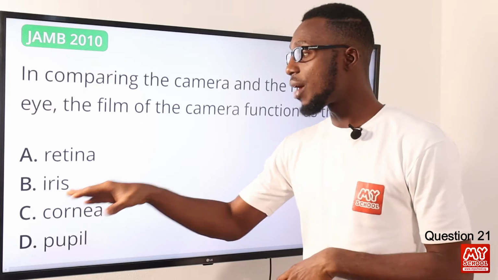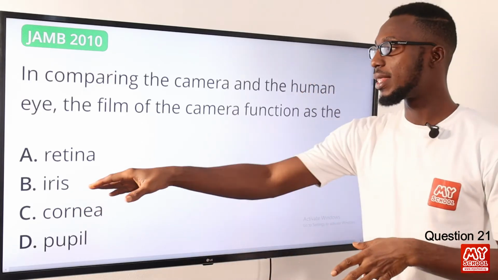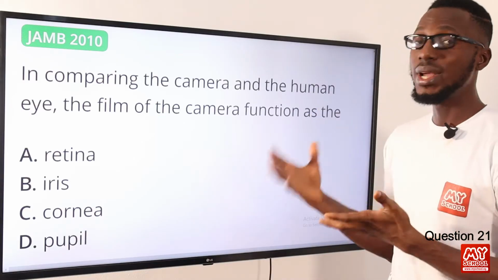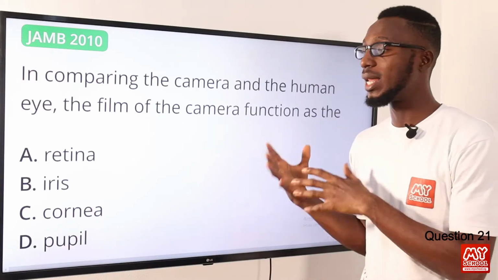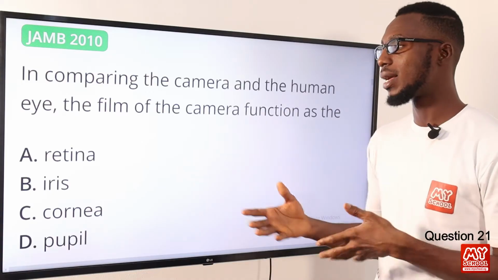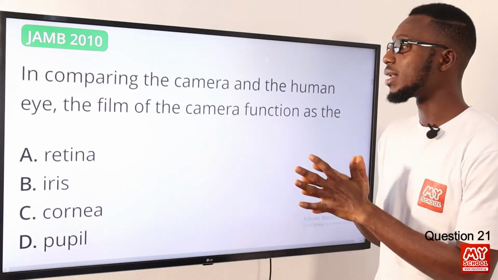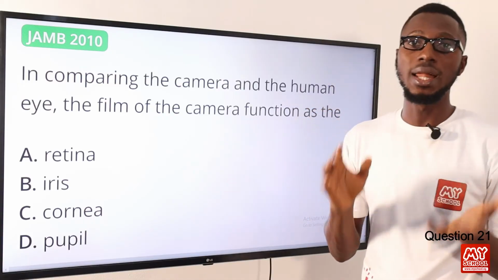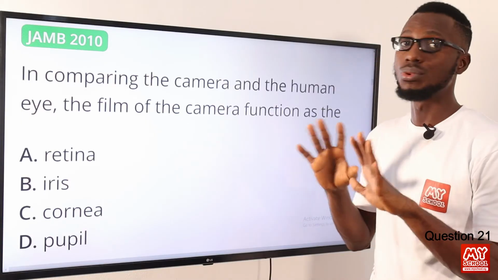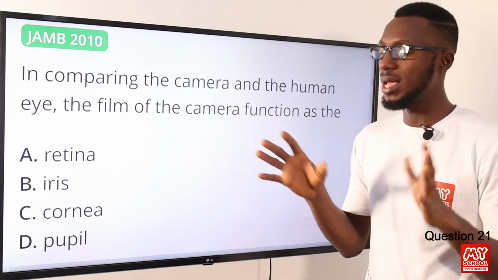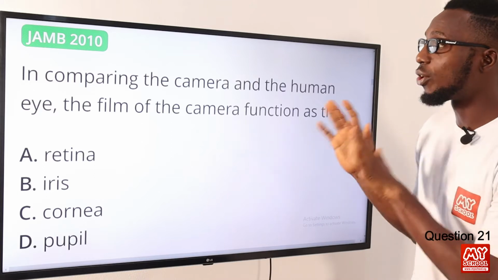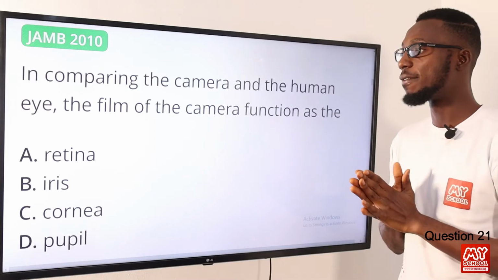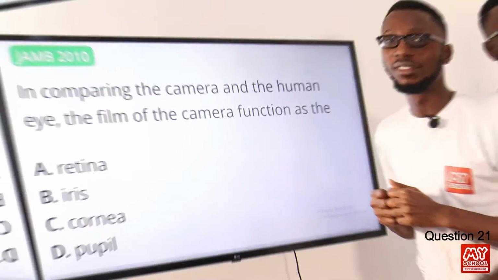Looking at the iris and the diaphragm, we are talking about control of the amount of light that comes in. Then the pupil and the aperture, that is how light enters. Another similarity is the converging lenses present in both the camera and the human eye. They help with focusing of light. So the correct option here is option A. The retina and the film perform similar functions. So option A is the correct option.